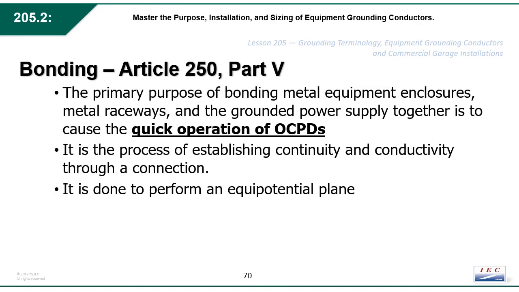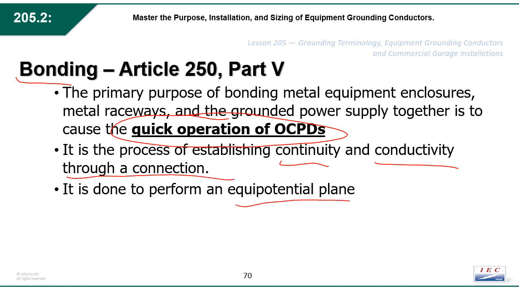Whereas bonding, the primary purpose of bonding is to cause the quick operation of overcurrent protection devices. We're bonding everything back to create a low impedance path back to ground, a low opposition path back to ground. It's a process of establishing continuity and conductivity through a connection. It's done to perform an equipotential plane, meaning that if I have a fault at the very end of the longest branch circuit, that fault will travel across the metal enclosures all the way back to the panel and trip the breaker.